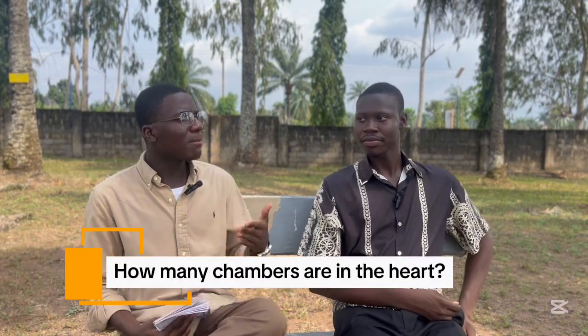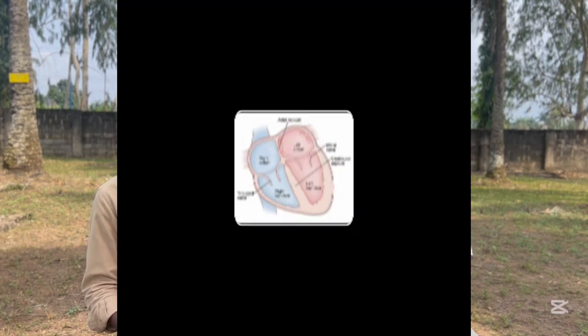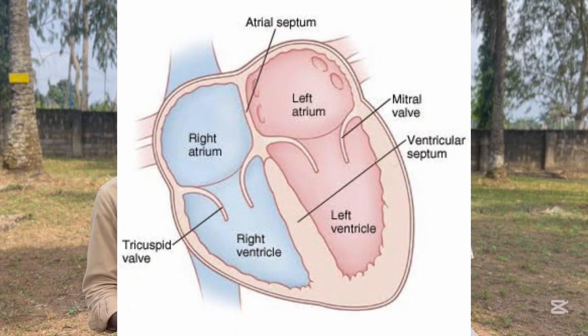Evangel, we have a couple of questions for you, but firstly, we're going to start with the foundation. So, Evangel, how many chambers do we have in the heart? All right, the heart has 4 chambers. We have the right atrium, the right ventricle, and it's the same at the left side: the left atrium and the left ventricle. So that makes up the 4 chambers of the heart.